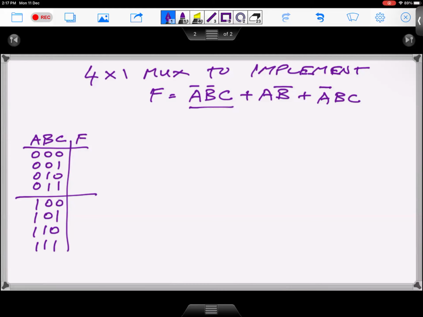Now, the first term has A as a 0, B as a 0, and C as a 1. The next term has A as a 1 and B as a 0. Finally, the last term has A as a 0 and B and C as a 1. If it's not a 1, then it has to be a 0.